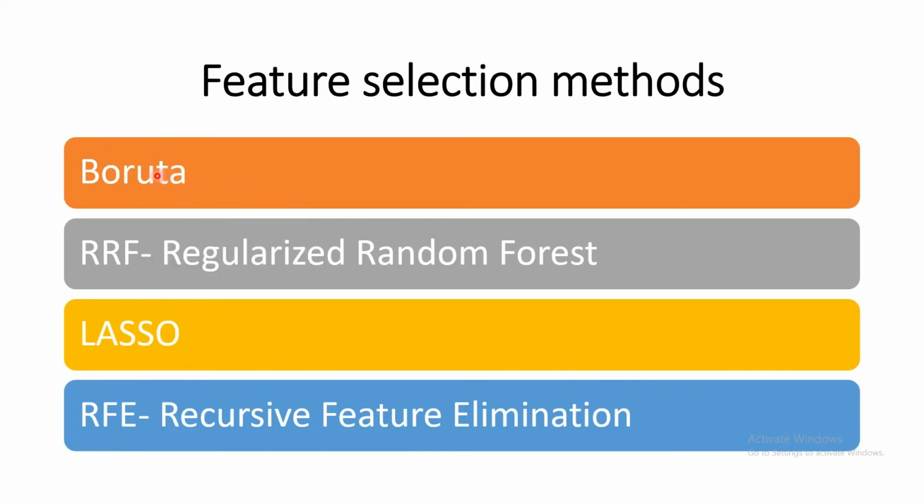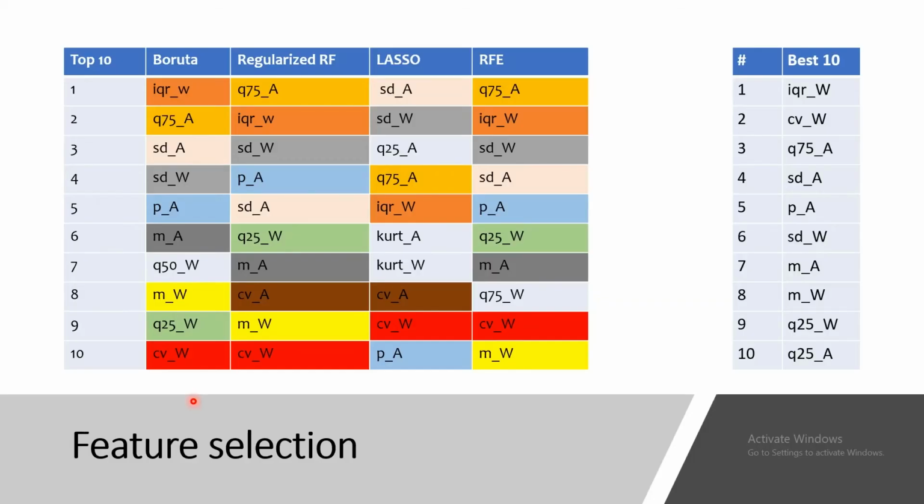So I have used these four methods: Boruta, RRF, LASSO, and RFE, and in all the methods I have my top 10 features. Let's assume that I have 20 plus features in my data set, and I want to select only the best 10. So how did I do that? First I chose the top 10 features from each of the feature selection methods, and then I colored each feature across all the methods.